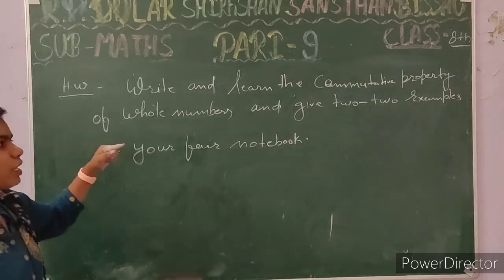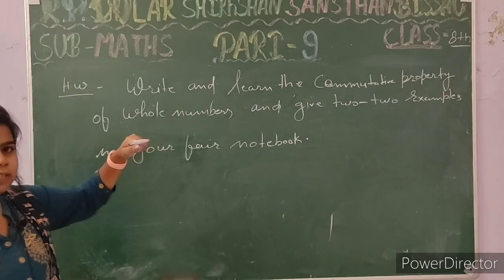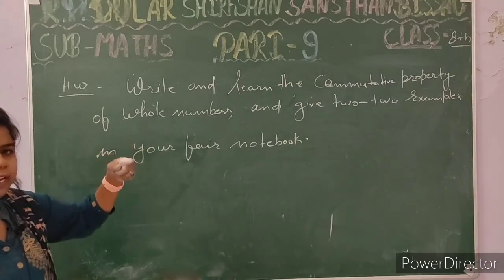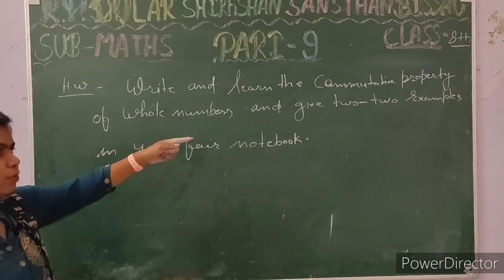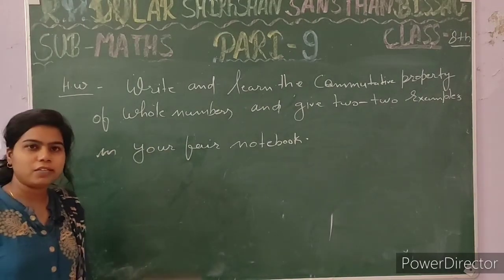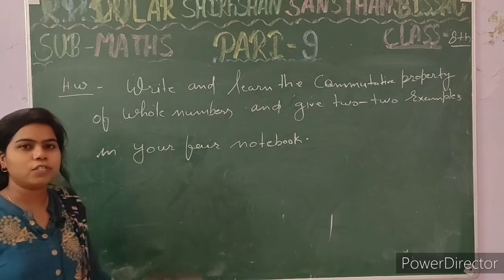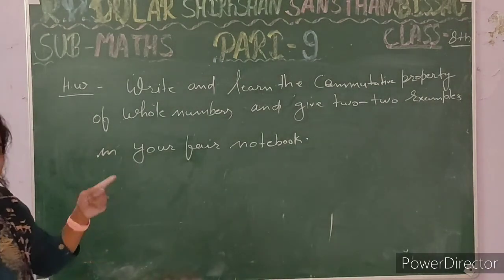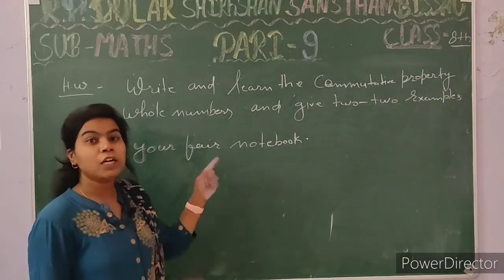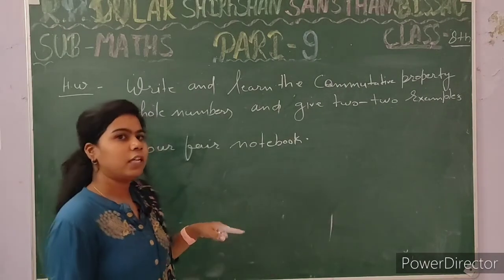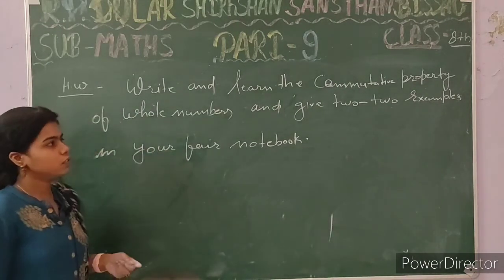It means you can write the commutative property first, then write here let a and b be whole numbers, and for addition, the commutative property a plus b is equal to b plus a is satisfied or not satisfied. Give two examples of addition and two examples of subtraction, two for multiplication, two for division in your fair notebook. Okay students, this is your today's homework.